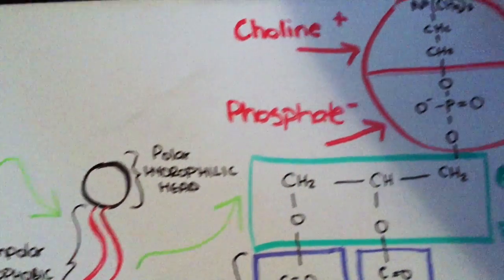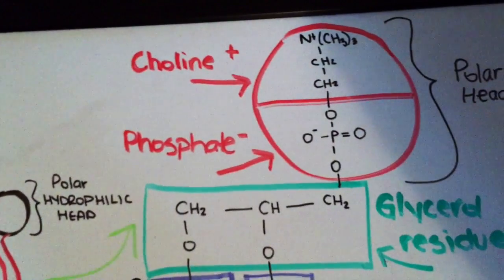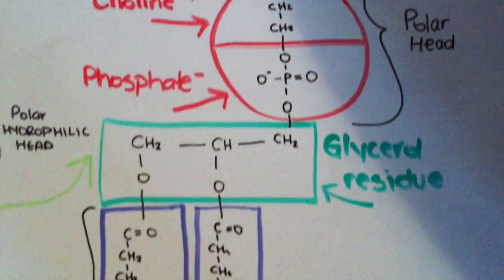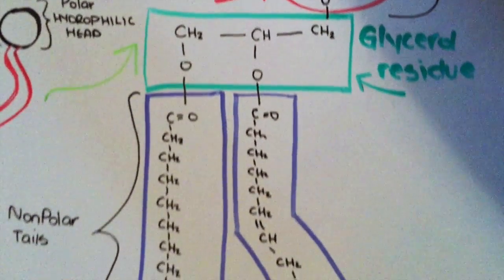The two tails of the lipid are nonpolar, and each tail consists of a hydrocarbon chain derived from a fatty acid.